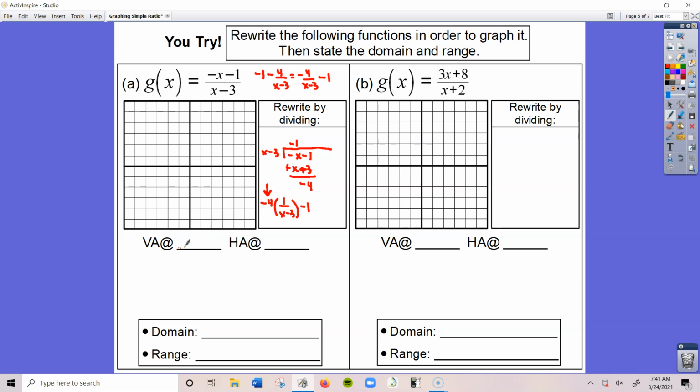Now we can figure out what is the vertical asymptote and what is the horizontal asymptote. The vertical asymptote is anything that makes the denominator equal to 0, so just switch your sign there. So x is equal to 3. And our horizontal would be y is equal to negative 1, the number that is subtracted here at the end. So we can put those asymptotes on our graph. X is equal to 3, and y is equal to negative 1.